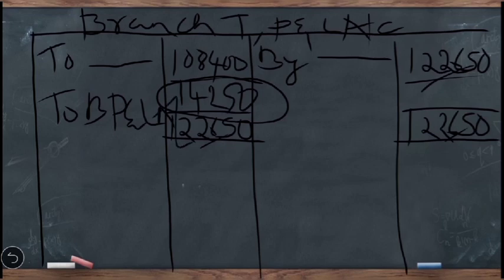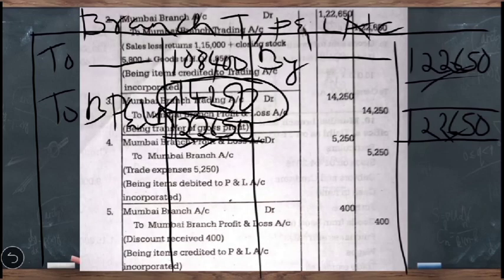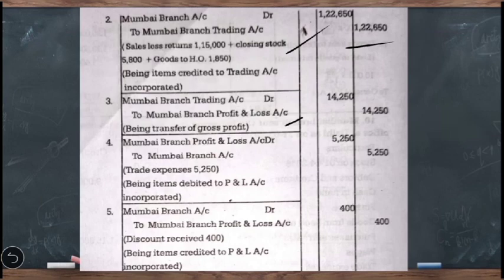So now what is the entry we get here? The entry is branch trading account debit to branch profit and loss account. The same entry is written here: Mumbai branch trading account debit to Mumbai branch profit and loss account, 14,250.